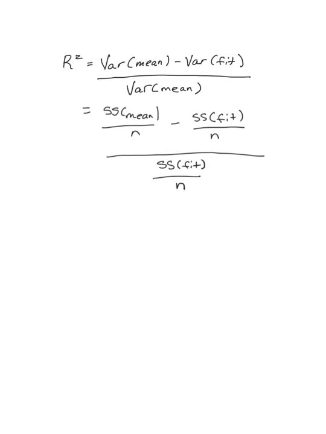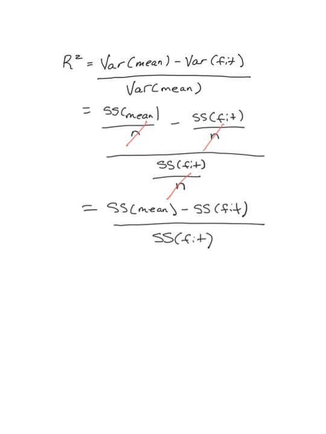Okay, so if we plug in for the variance of the mean the sums of squares mean divided by n, and likewise for the variance of the fit, plug in sums of squares fit divided by n, what we'll see is that these n's cancel, and what we're left with is R squared equals sums of squares mean minus sums of squares fit divided by sums of squares mean, which is what he has in the video here at the 11 minute and 52 second mark.